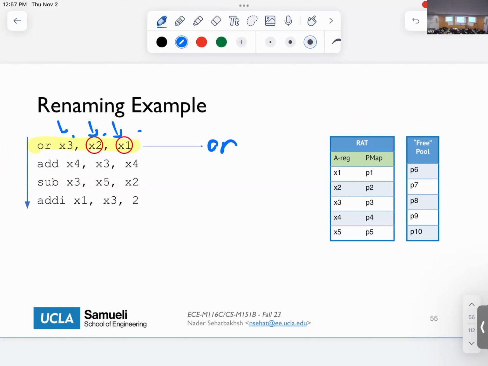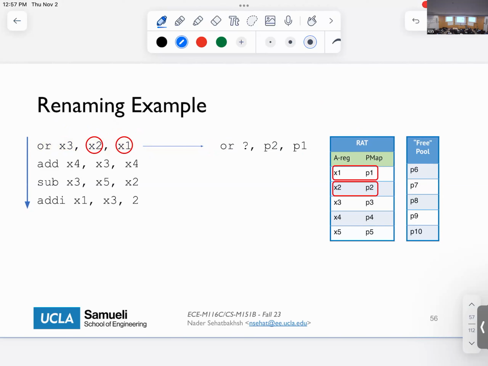The first thing I'm going to do is that for my source registers, I'm going to check this RAT table, and I'm going to use the register that is currently mapped. So basically, x1 is P1, and x2 is P2. So I'm going to put down P1 and P2 as my source registers, okay? That's the first step I'm going to do.